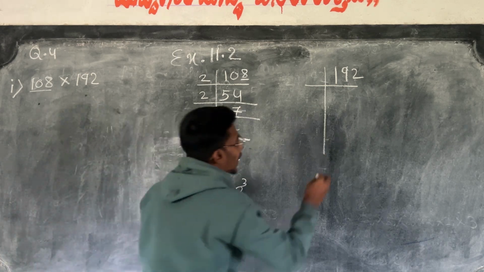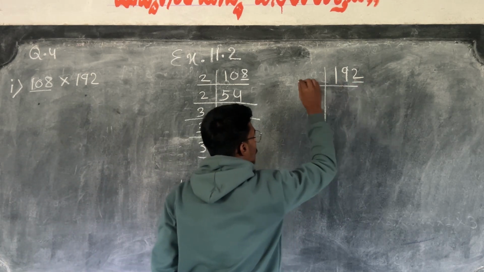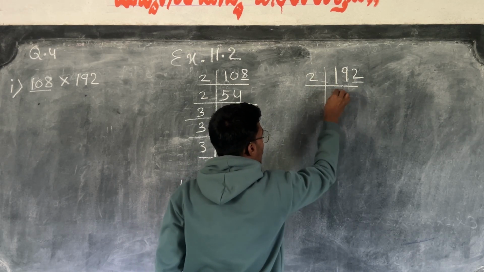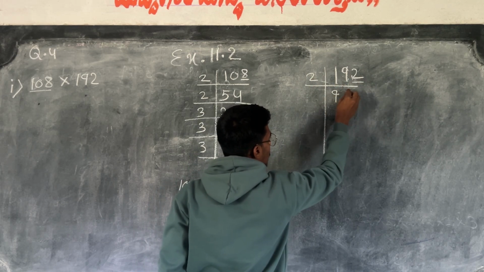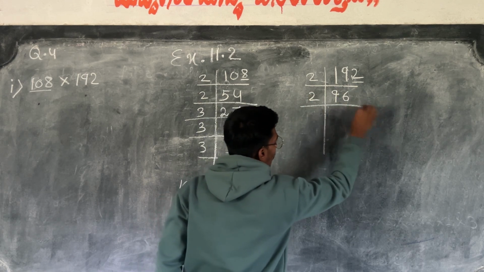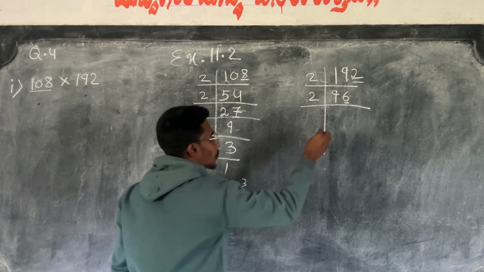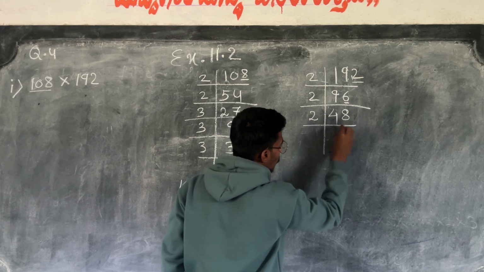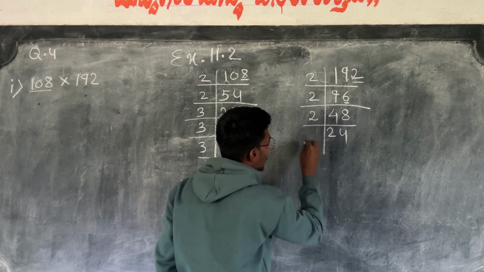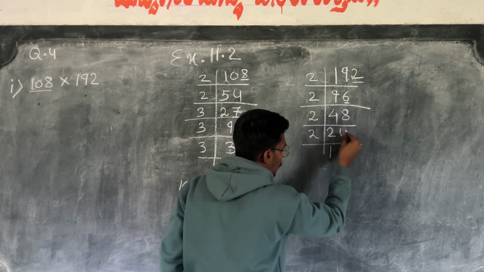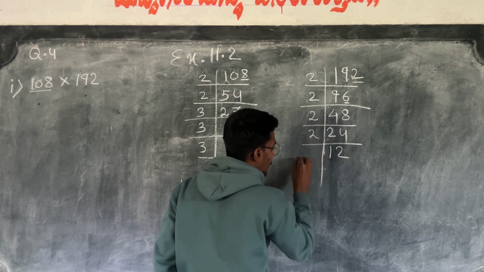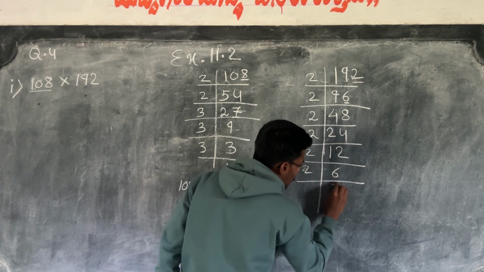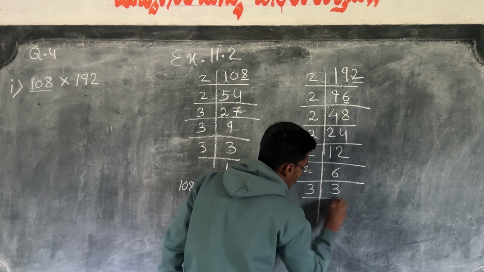Similarly, you have to find the factors of 192. Even number, so it is divisible by 2. 2 9s are 18, 1 carried becomes 12, 2 6s are 12. Again even number, so it is divisible by 2. 2 4s are 8, 2 8s are 16. 2 2s are 4, 2 4s are 8. 2 1s are 2, 2 2s are 4. 2 6s are 12, 2 3s are 6 and 3 1s are 3.